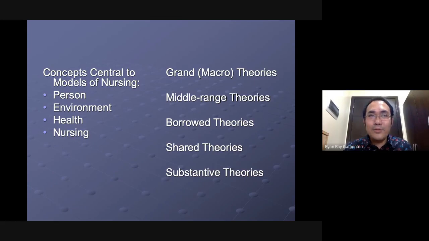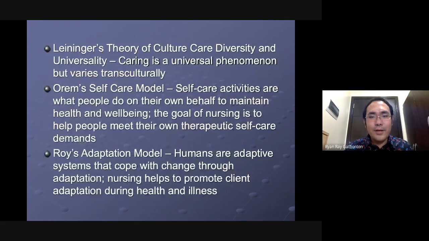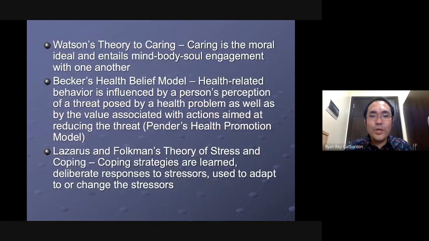Pwedeng theory yung theory ng general adaptation on stress can be applied in any profession or any domain. So here are some of the theories. I know you have taken this in your theoretical foundations in nursing. Now that you can use in your research paper. Okay.